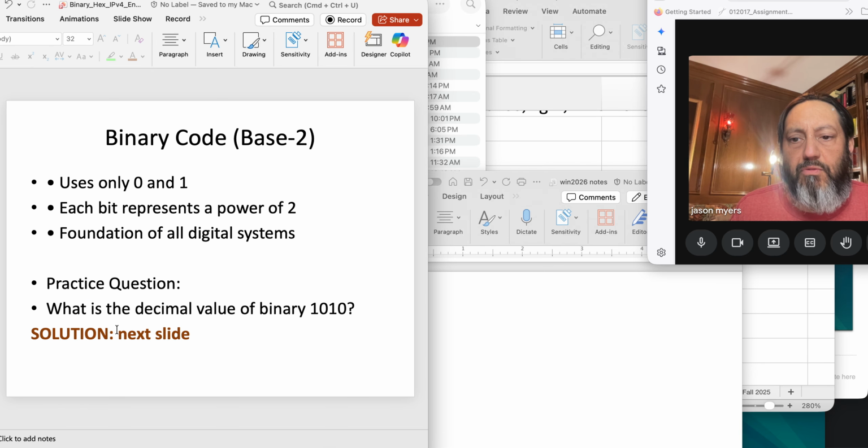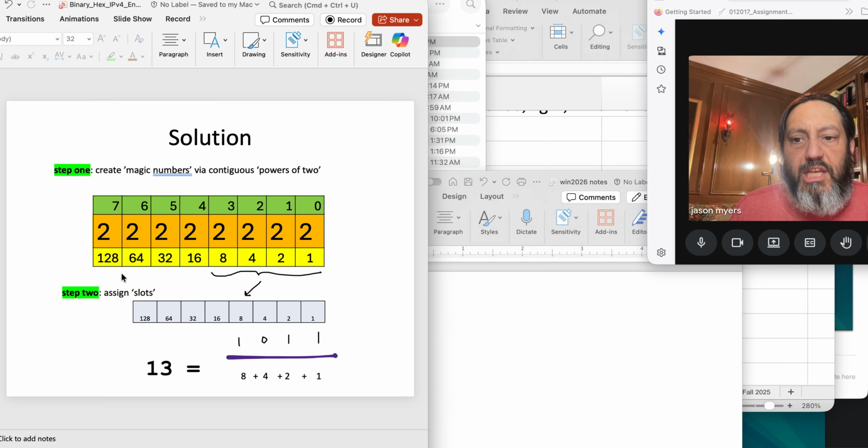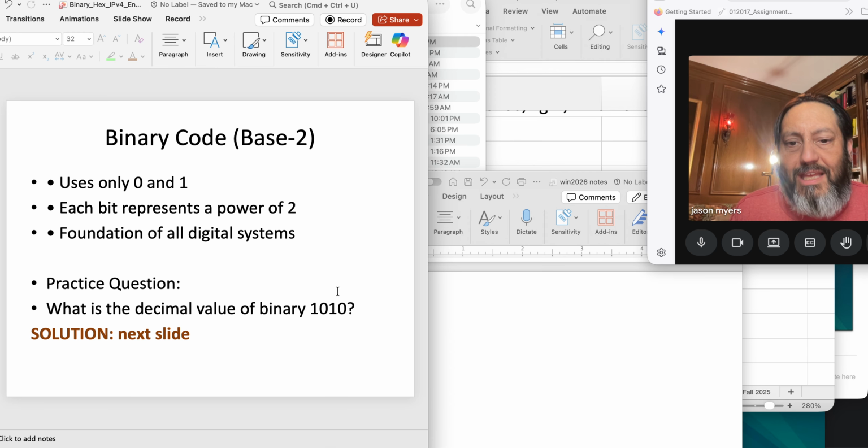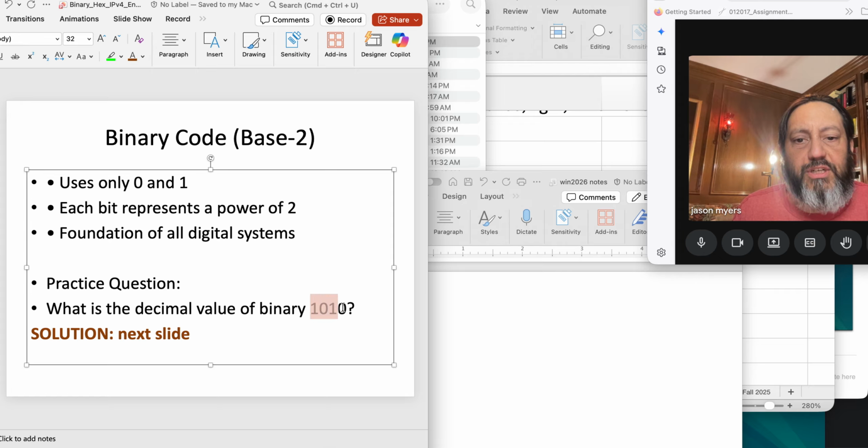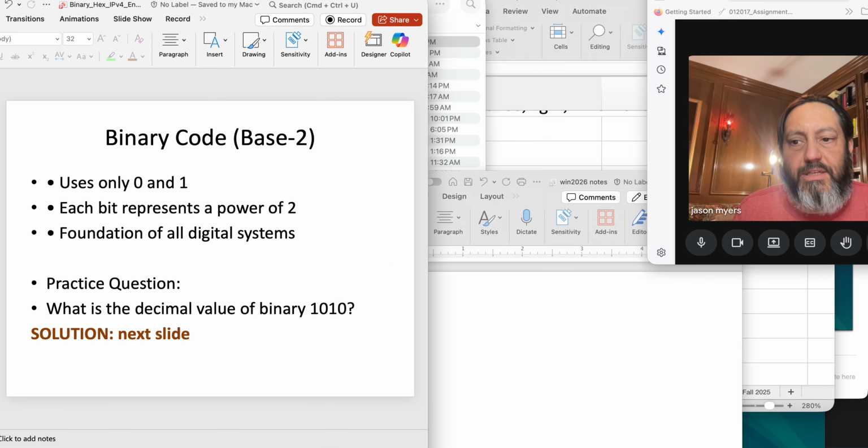Okay, so you might ask, what is the decimal equivalent of the binary 1010? So what we do here is we can list out our slots. We can envision these as memory slots: 1, 2, 4, 8, 16, 32, 64, 128. The first step is to break it down into our magic numbers, and then we assign the binary digits to the slots, as we can see here.